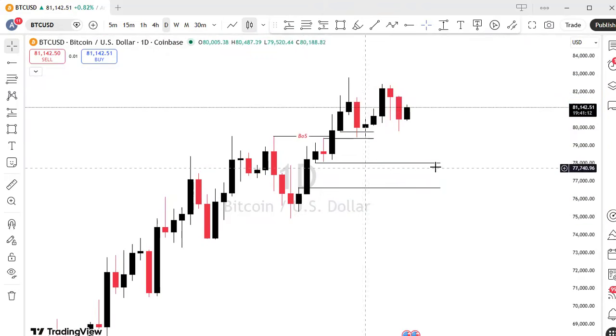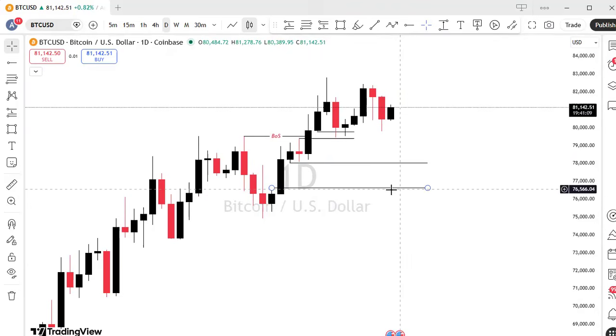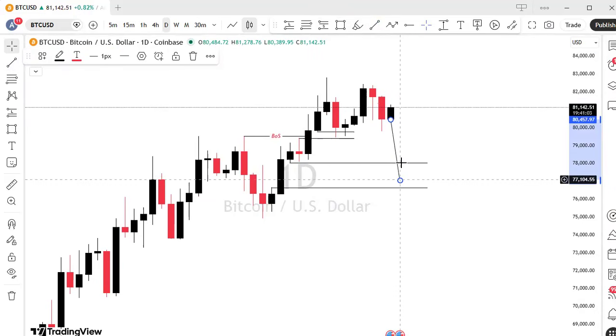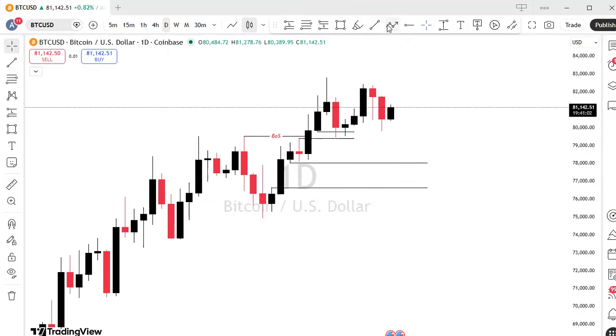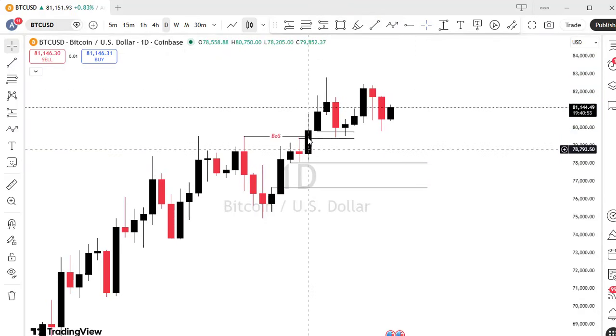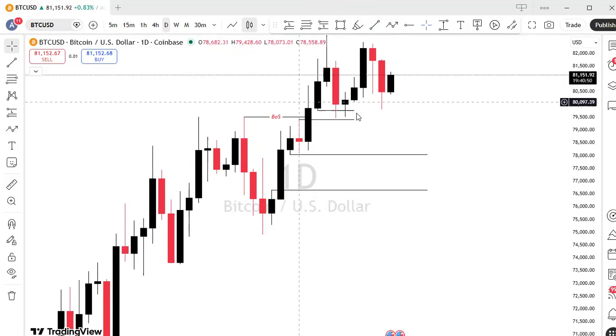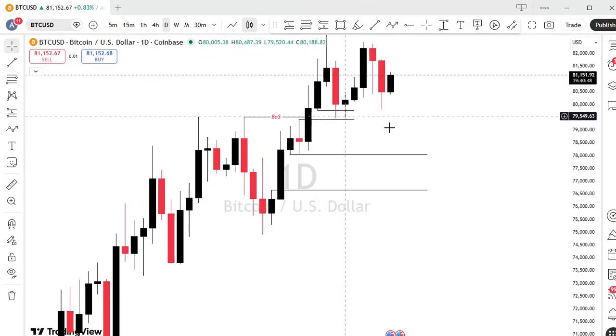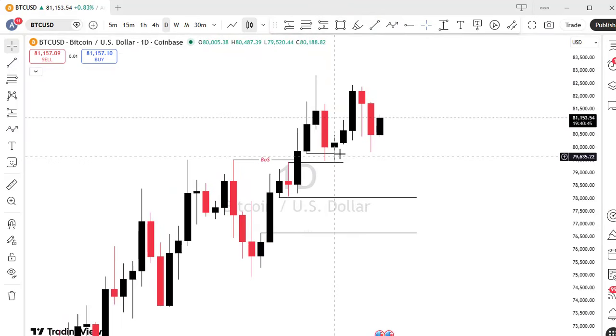We have this very nice massive fair value gap here. This is where I'm anticipating BTC to come, for me to start looking for buying opportunities from this area, because we have a very big fair value gap here that needs to be filled before we continue. But currently, the market is reacting from this fair value gap here, and it's giving a good reaction from that area.